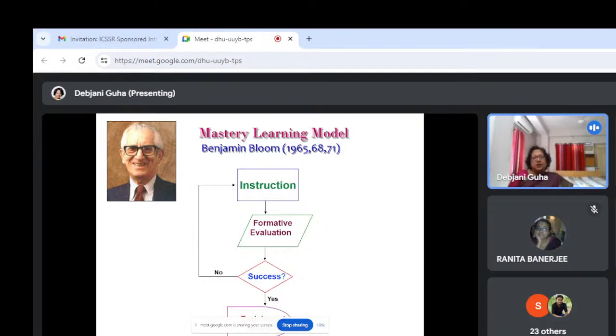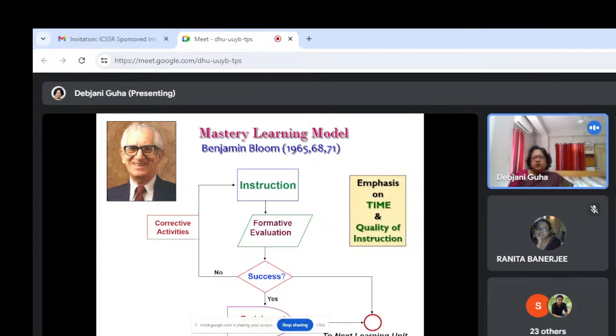If the feedback is successful, then all the students will go to the next learning unit. Here, I just want to say that the emphasis is mainly on time and quality of instruction, which is very important for this theory.